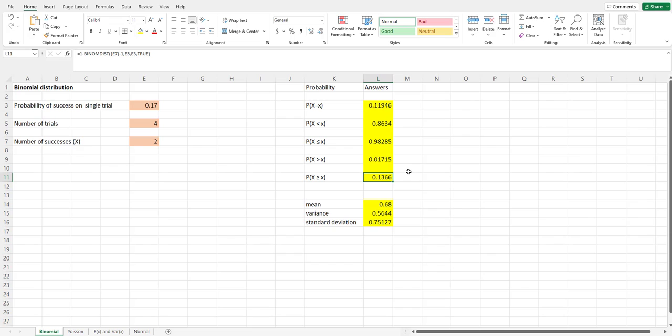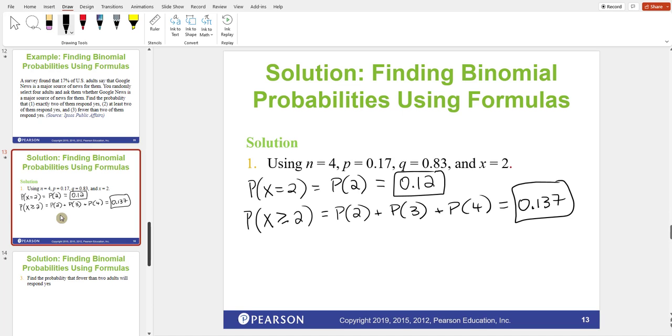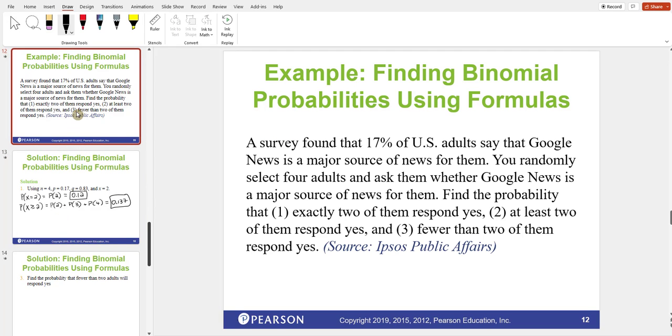Okay, as you can see, we have greater than here and we have greater than or equal to here. So as you can see, it gives us different calculations. So you have to be careful with the inequality symbols. Okay, and the last one wanted us to calculate the probability that is fewer than 2.